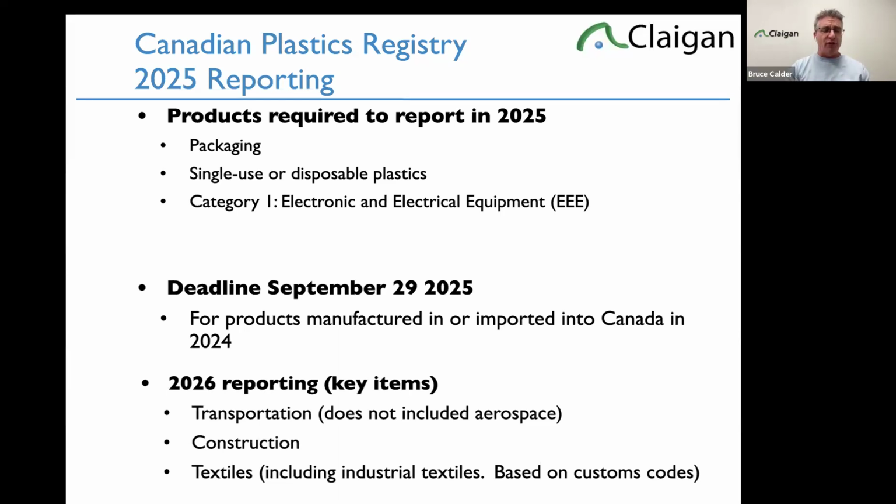So 2026 is going to be other things like transportation, construction, textiles. My favorite one is tires. I'm just like, hey, you have to report the plastics in tires. And everybody says, oh, that makes a lot of sense. Yeah, except we're going to go into this section later that synthetic rubber is not reportable. So what are tires reporting?